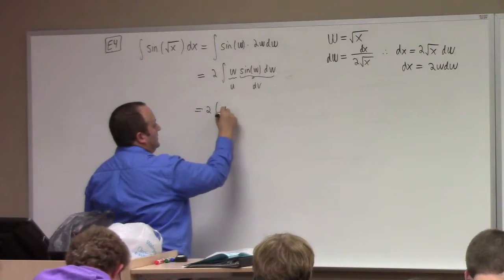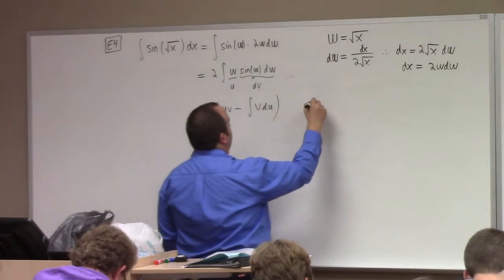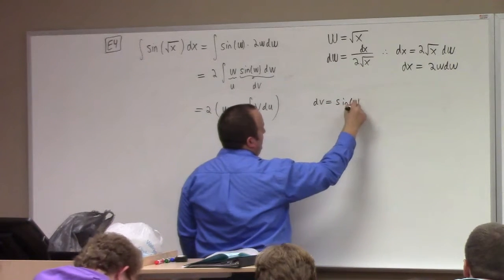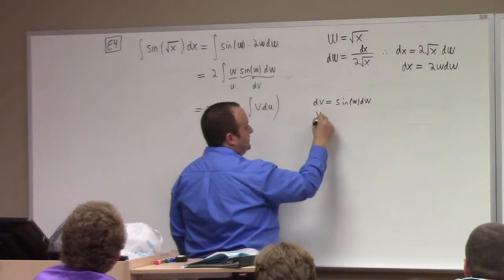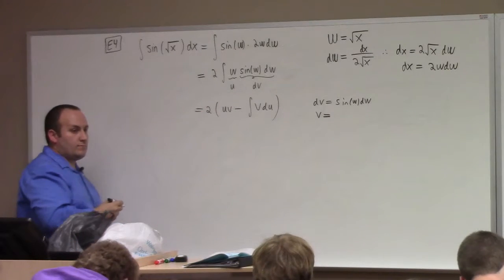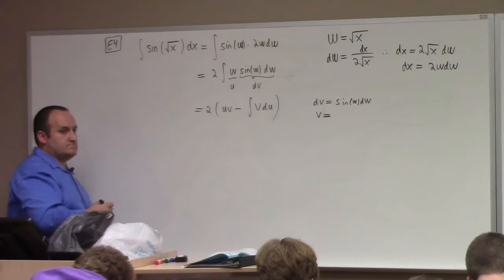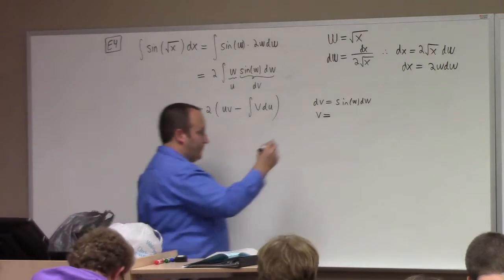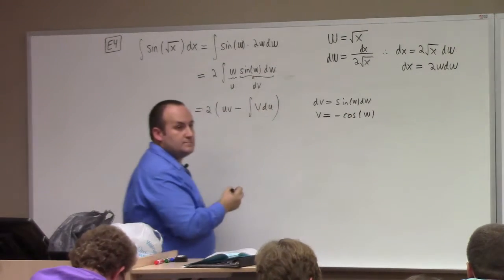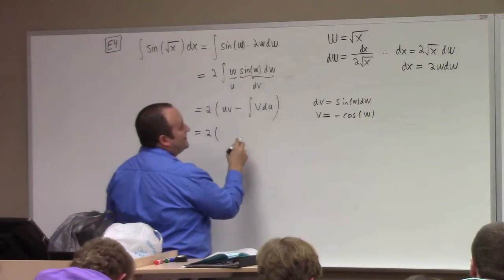2 uv minus integral of v du. Let's see here. If dv is sine w dw, what's v equal to? Minus cosine of w this time, right? So yeah, it's that again, isn't it? Yeah, it came back. Never left us, did it?